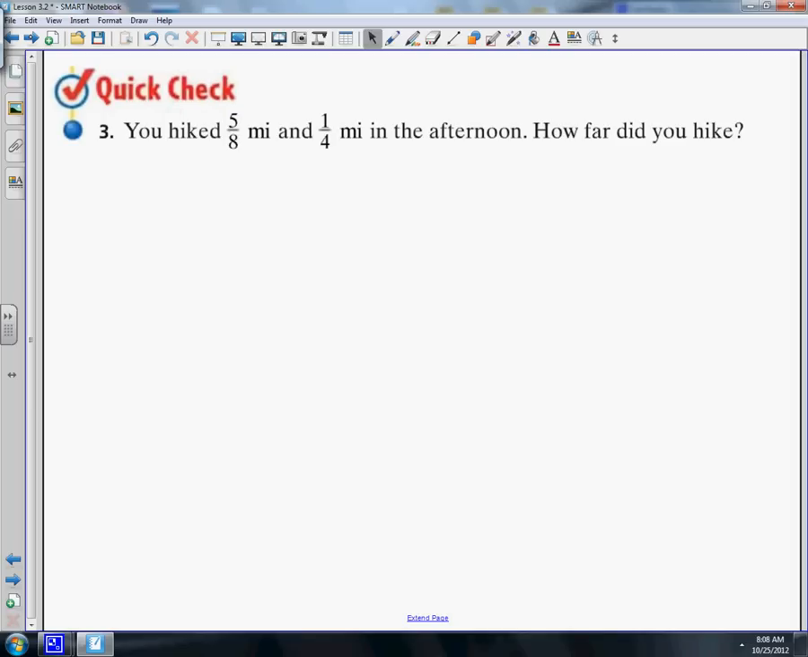Okay, you hiked 5/8 of a mile in the morning and 1/4 of a mile in the afternoon. How far did you hike? So try this problem on your own, push pause, and then we'll go over it.